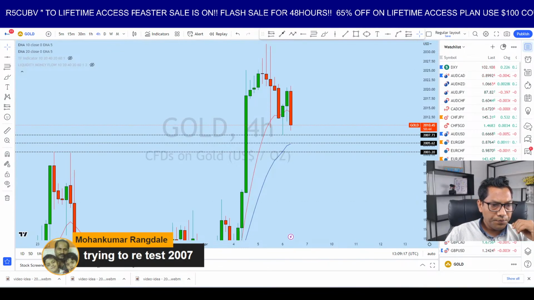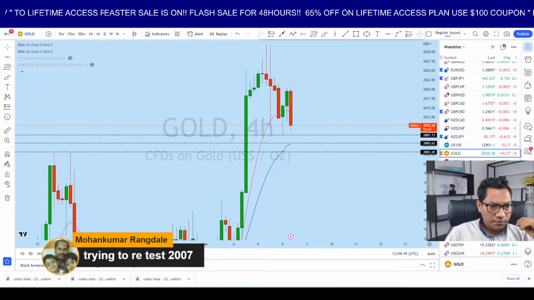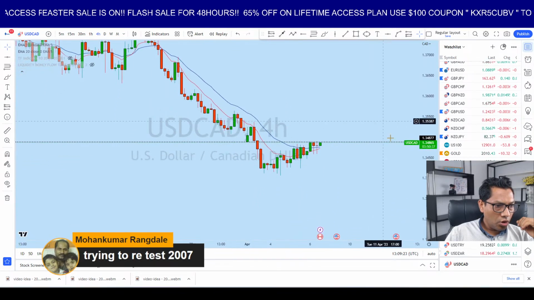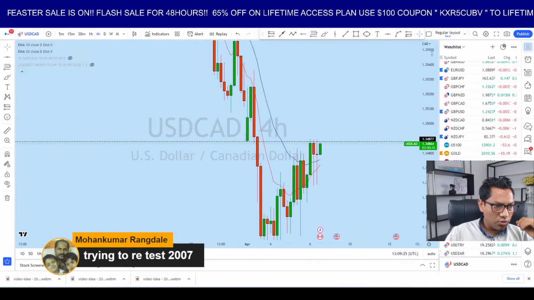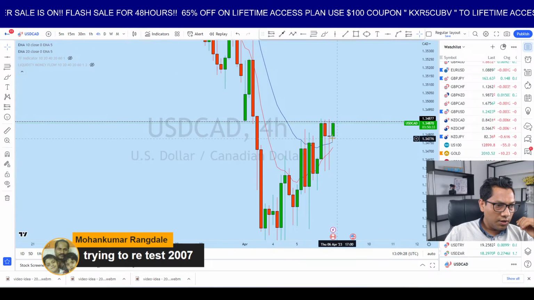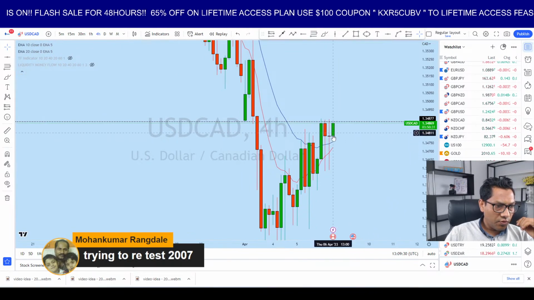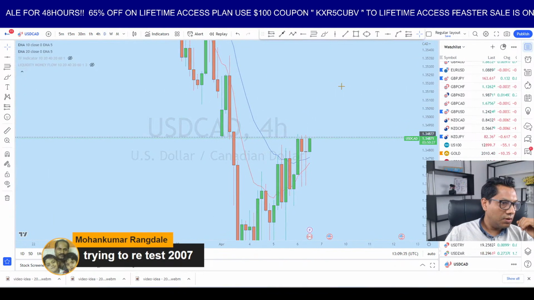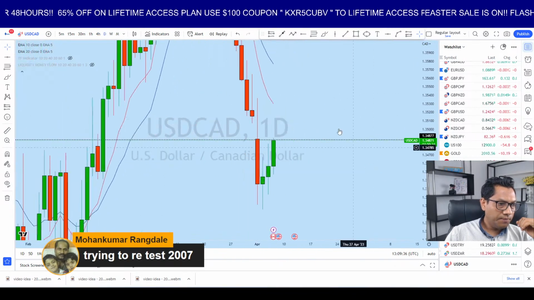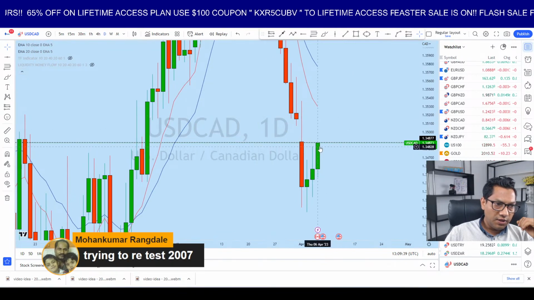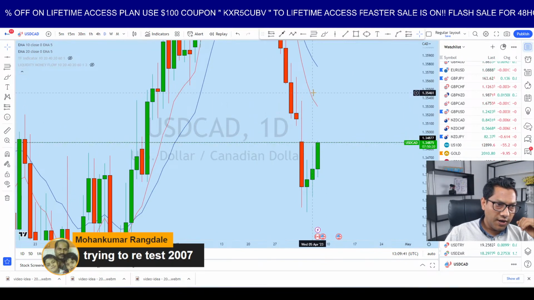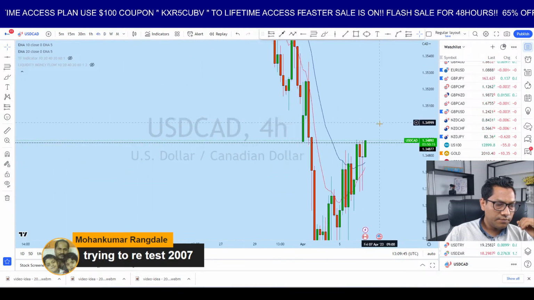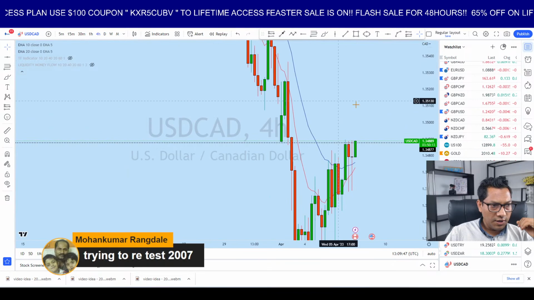Okay, so dollar CAD, let me see what it's doing. Dollar CAD has formed this doji. Okay, so we see that the candle is now bullish, going to the upside on the daily. I think that it's going up. Dollar CAD is giving us an opportunity for selling. Okay, let it go up.